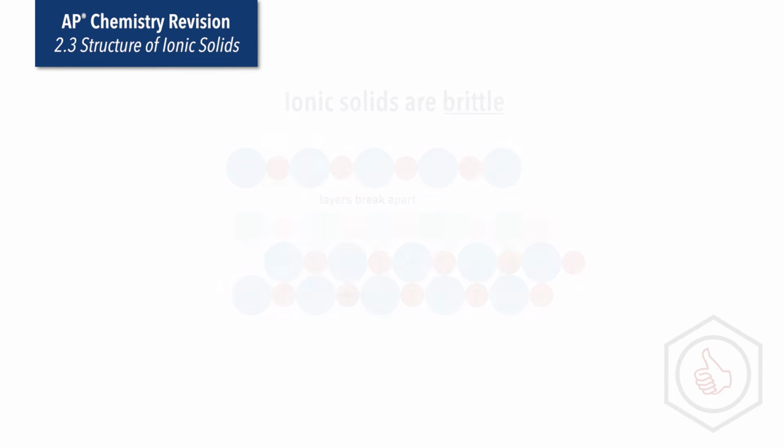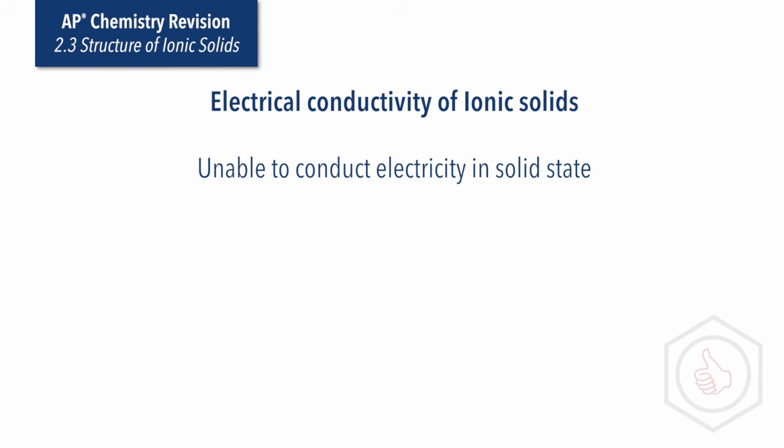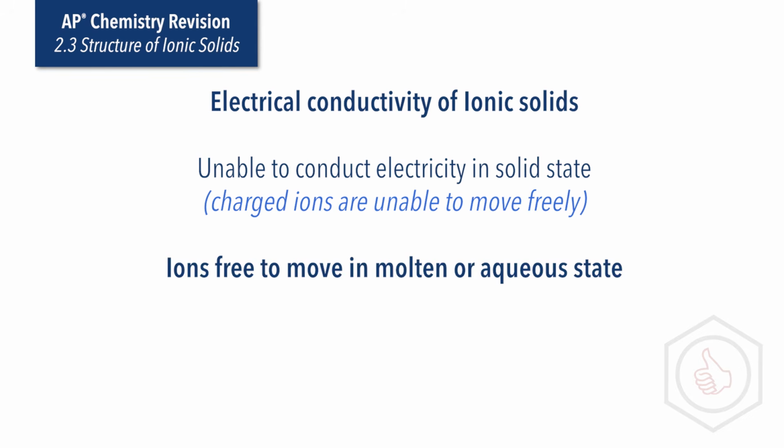Electrical conductivity of ionic compounds can also be explained using ionic lattice modeling. In solid state, ionic compounds can't conduct electricity. This is because the charged ions are fixed in place and can't move freely and carry charge. However, if you melt an ionic crystal or dissolve it in water, then now the charged ions are free to move. This means charge can flow through the substance, enabling the conduction of electricity.